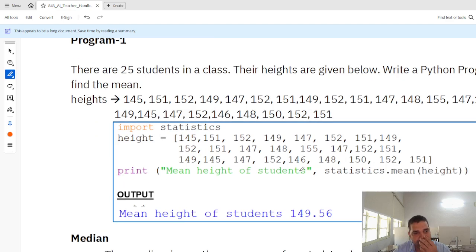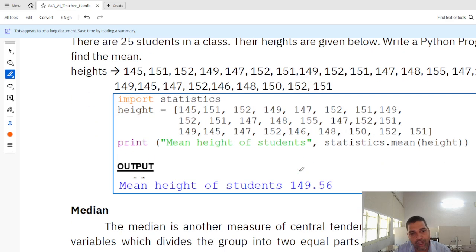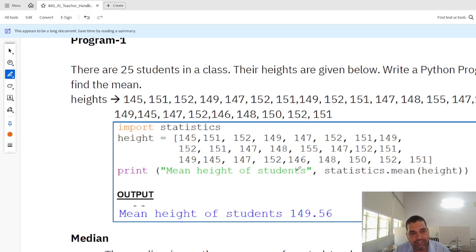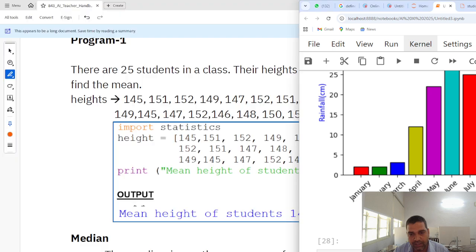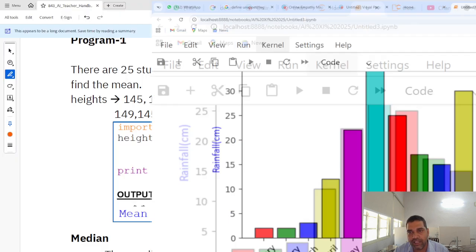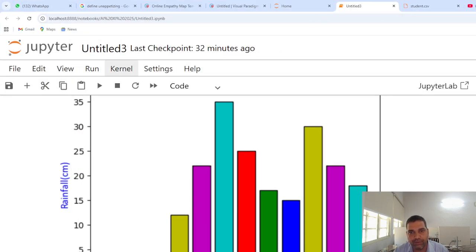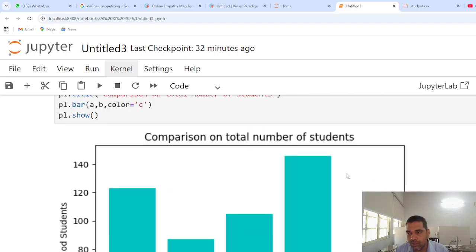Now see how we implement this in the Python language, how we find the mean, median, mode, variance and standard deviation with the help of programming. So in Python we need this statistics module. Let me open my Jupyter notebook, and there I'll show you how we can do this.